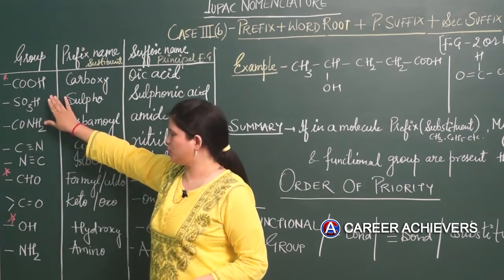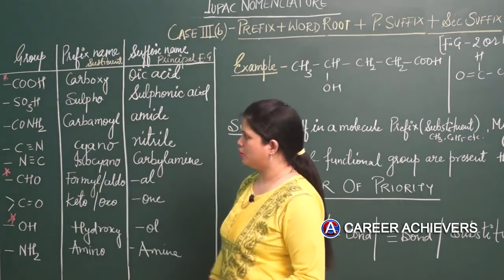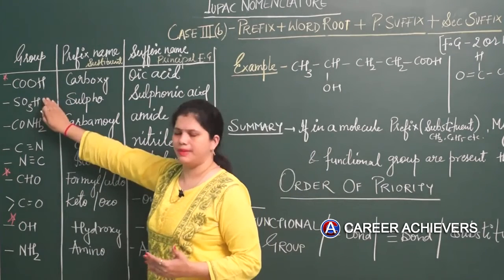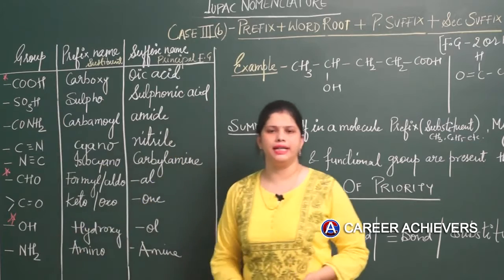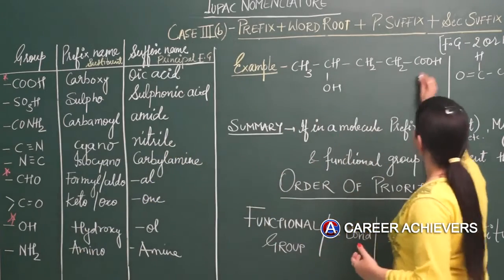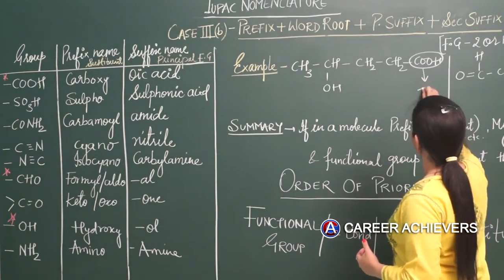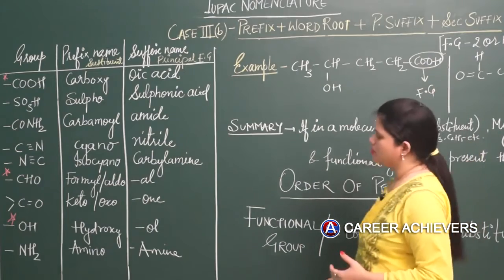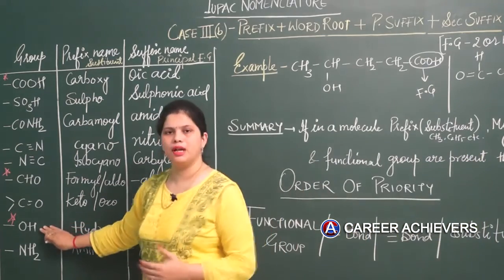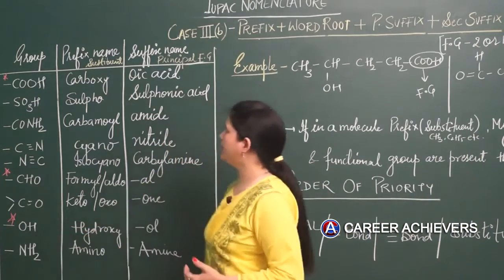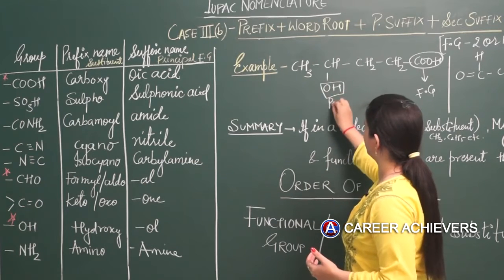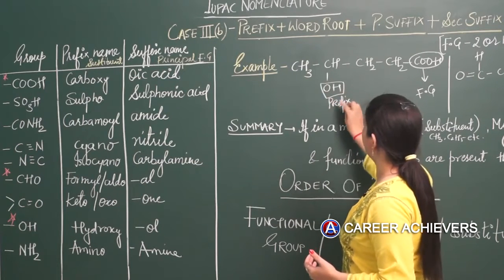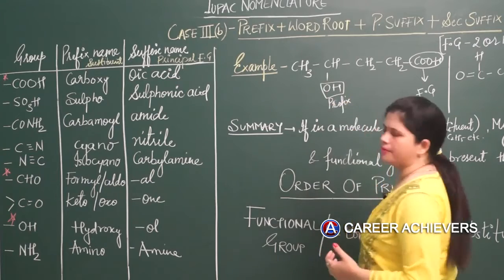So if this is a situation, then the functional group which is coming above the other, here COOH is coming above OH, so it would be treated as the functional group. It means in this molecule this would be treated as the functional group, whereas the functional group which is coming at the lower side would be treated as a substituent. It means it would be called a prefix, or its name has to be written in the prefix part, right?